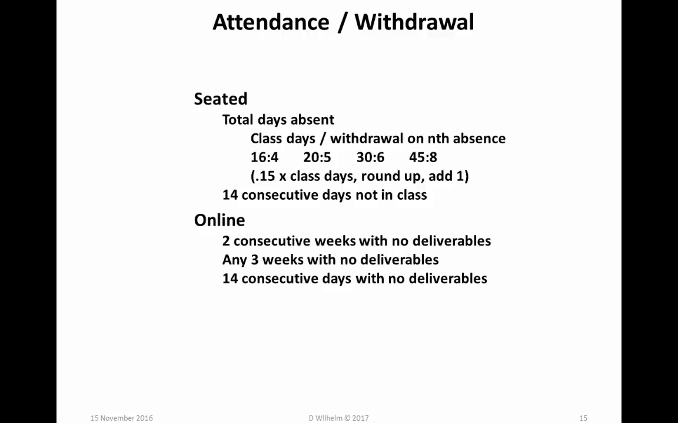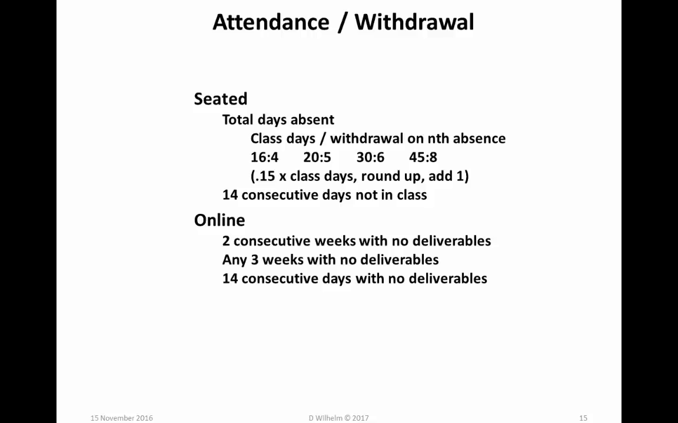The algorithm for determining the number of absences that trigger withdrawal is multiply the number of class meetings by 0.15, round up to the nearest digit, then add 1. This gives the missed class meeting, after which a student is immediately withdrawn. A student is also withdrawn from a seated class if they do not attend class for 14 consecutive calendar days.